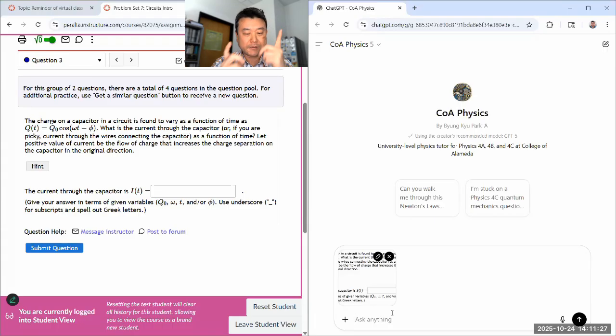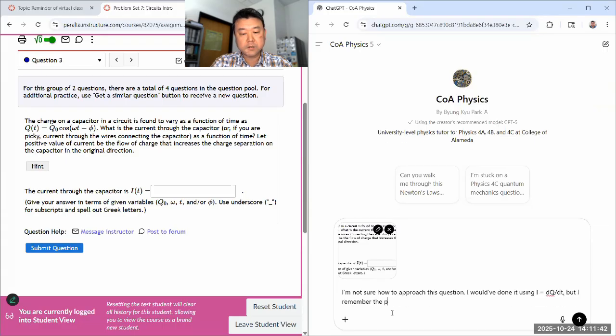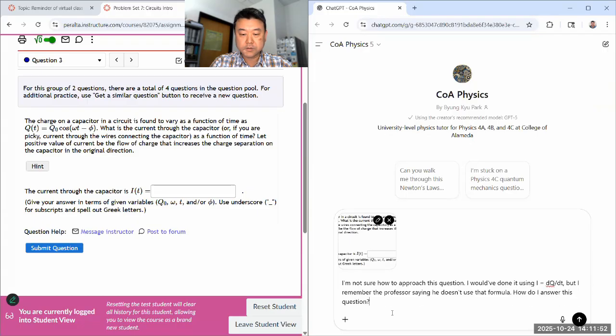I will say, I'm not sure how to approach this question. I would have done it using I equals dQ over dt, but I remember the professor saying he doesn't use that formula. How do I answer this question?